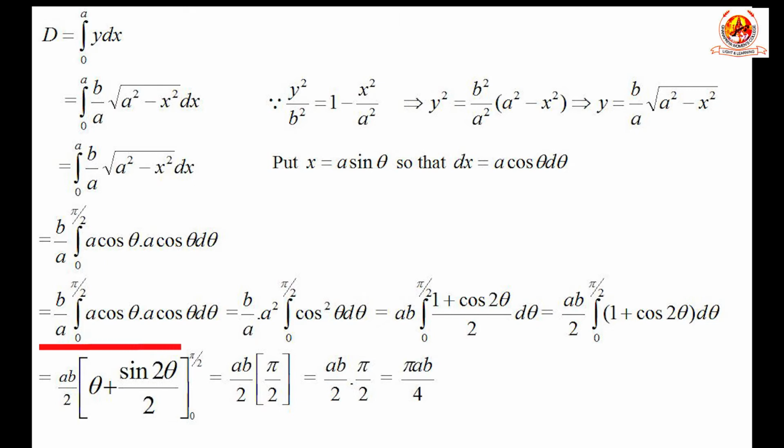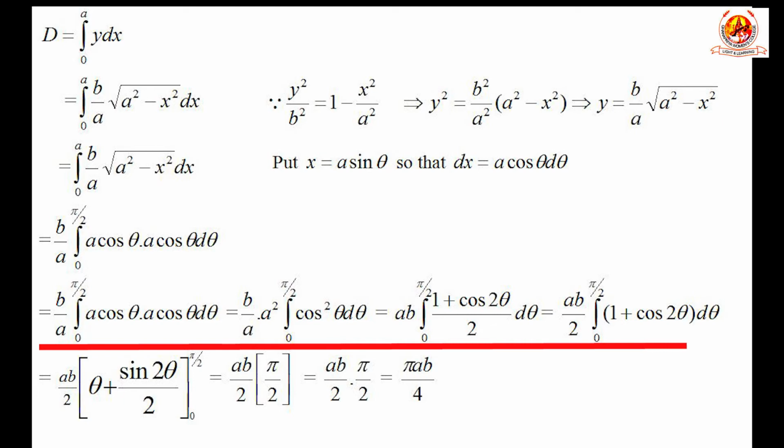This becomes b by a, and then you can bring out a square outside of the integration, and the integration from 0 to pi by 2 cos square theta d theta. Then this becomes ab integration from 0 to pi by 2, and the cos square theta is nothing but (1 plus cos twice theta) by 2 d theta.